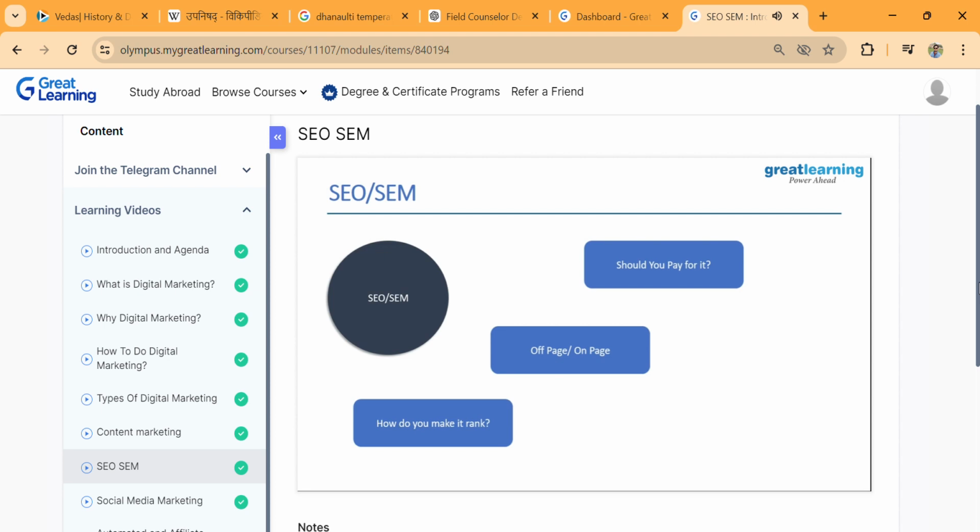Now it can be off page and on page. When you talk about on page, these are some of the practices that you perform on the page. That means if you've written an article, there are certain practices that you'd be doing in the written content that would help you optimize your article or even your video on that page so that these practices help it rank.